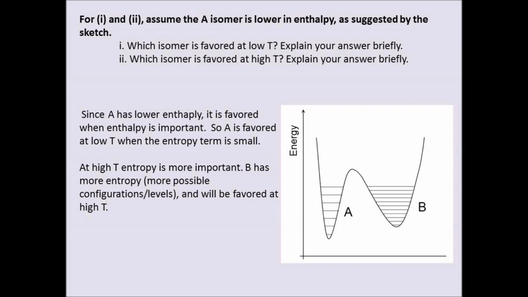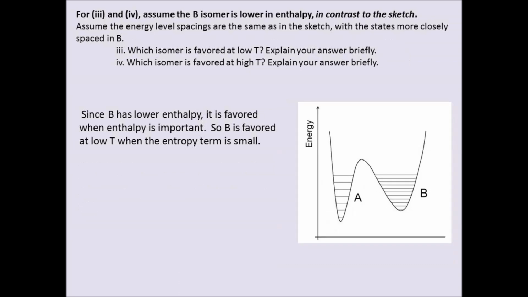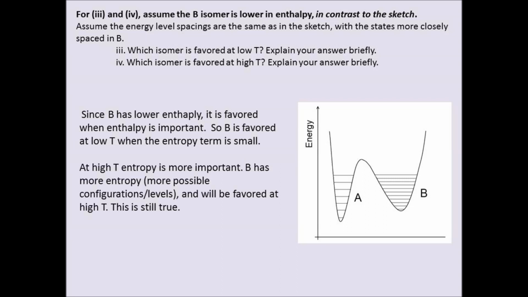Now, parts 3 and 4 get a little bit tricky, so they ask us to consider a case where B's well is actually deeper. And in that case, B will have lower enthalpy, and it will be favored when enthalpy is important, so at low temperature. But B still has the same higher number of ledges. That hasn't changed. So it's favored at high temperature as well. B is now favored all of the time if it has the deeper well, the lower enthalpy.